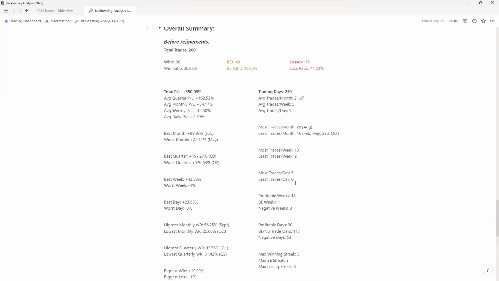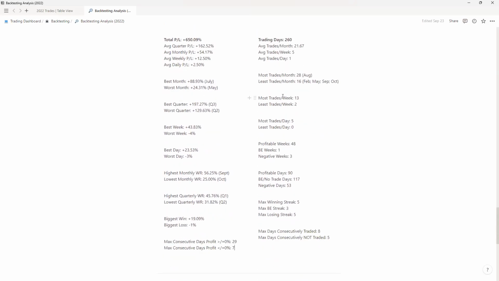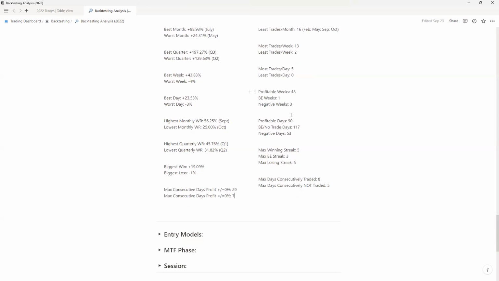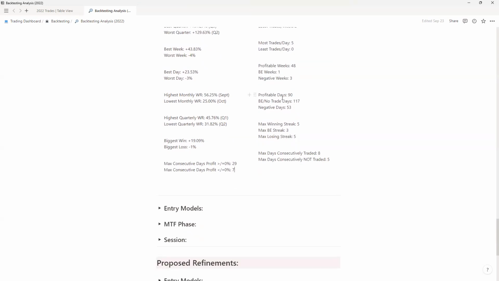And then again, on the right, just go through some more stuff. So, most trades in a month, least trades in a month, most trades in a week, least trades in a week. And then obviously by the days, how many profitable weeks compared to negative weeks, how many profitable days compared to negative days, and then max winning streaks, max losing streaks. And also quite interestingly at the end, I decided to include max days consecutively traded, then max days not consecutively traded. Again, this would just really help in the live market.